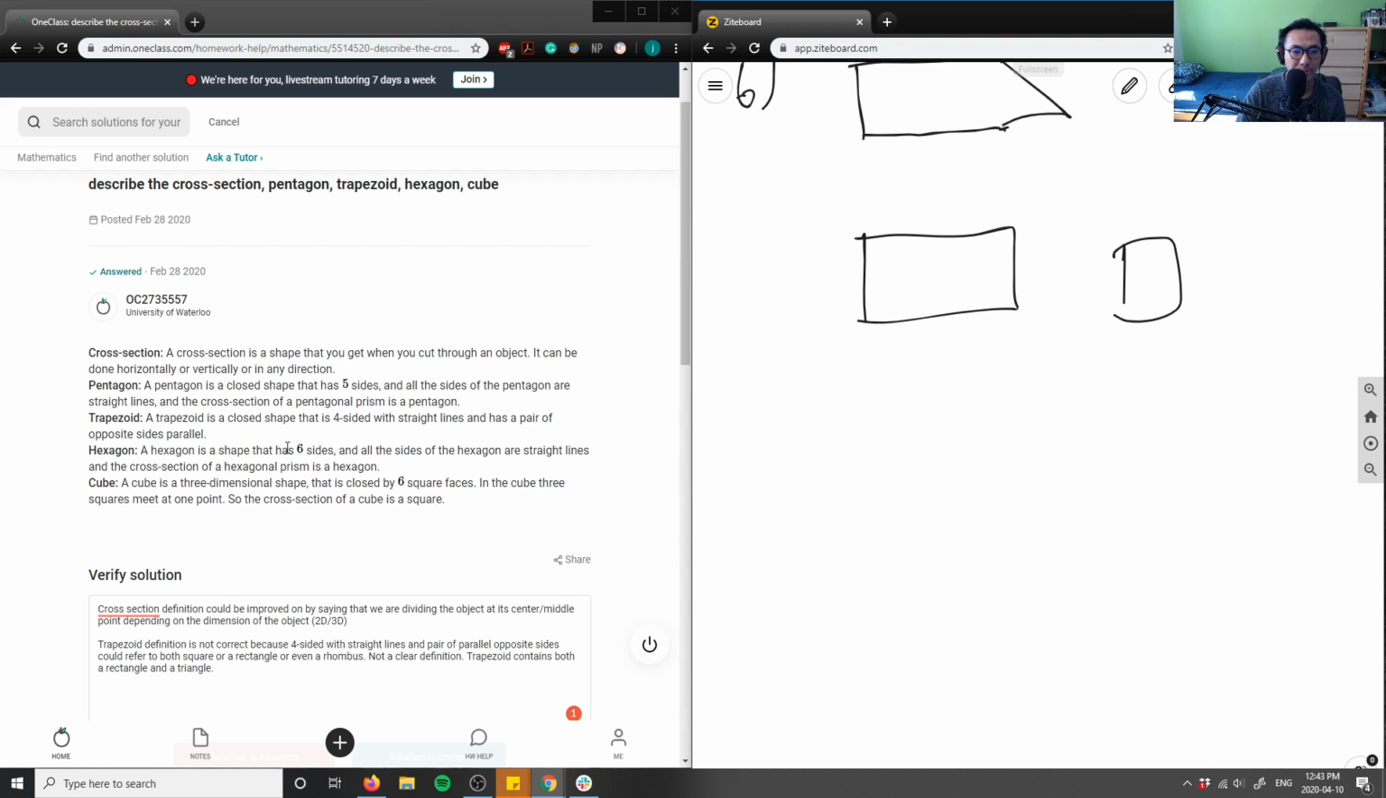Let's see, a hexagon is a shape that has 6 sides, straight lines. Cool, okay, I'll be okay with that. A cube is a 3-dimensional shape that's closed by 6 square faces. In the cube, they meet at 1 point. In this cube, 3 squares meet at 1 point.